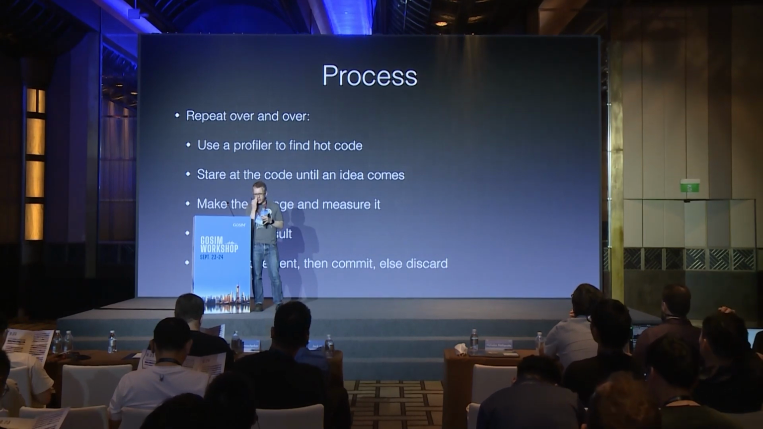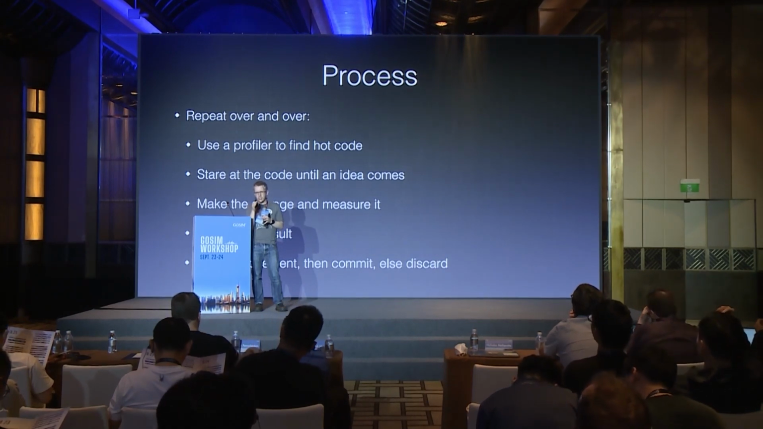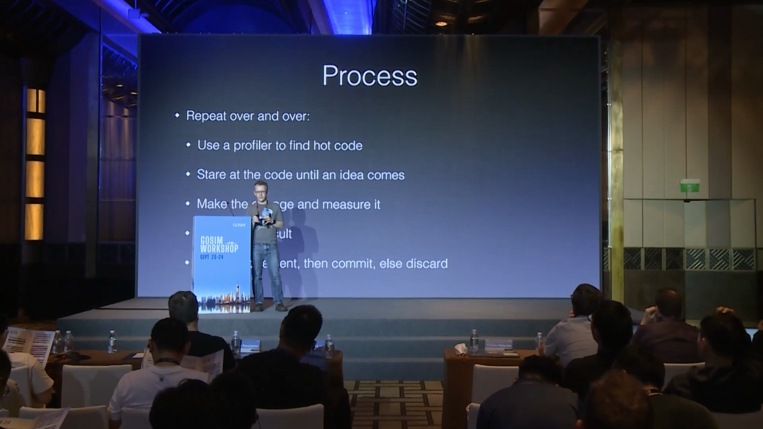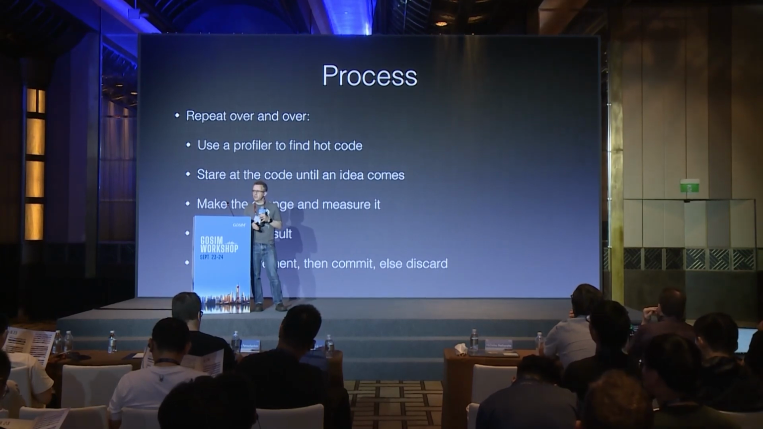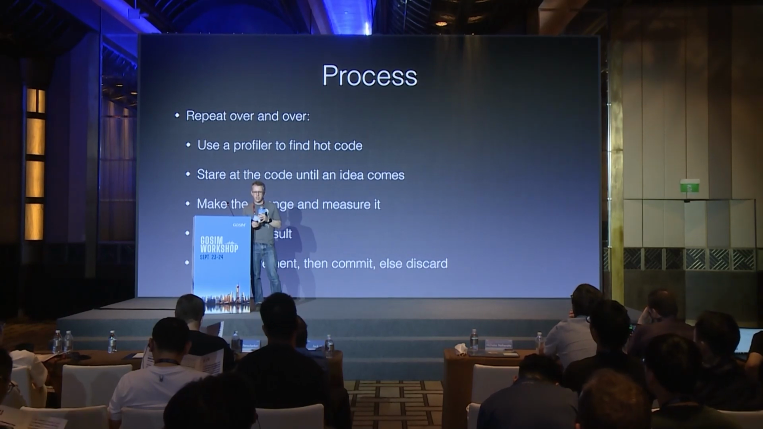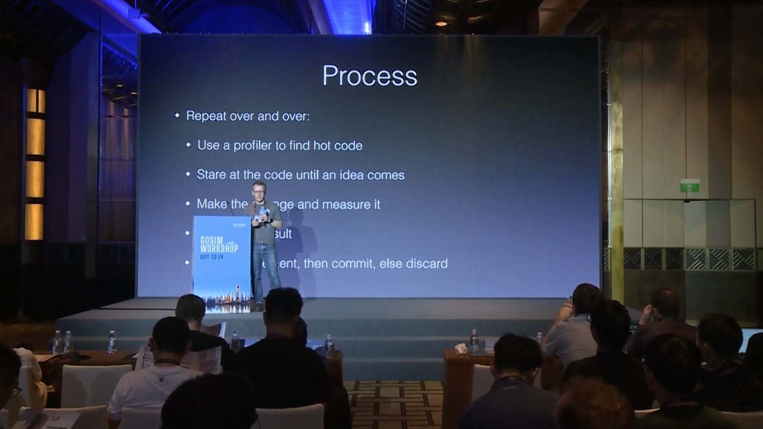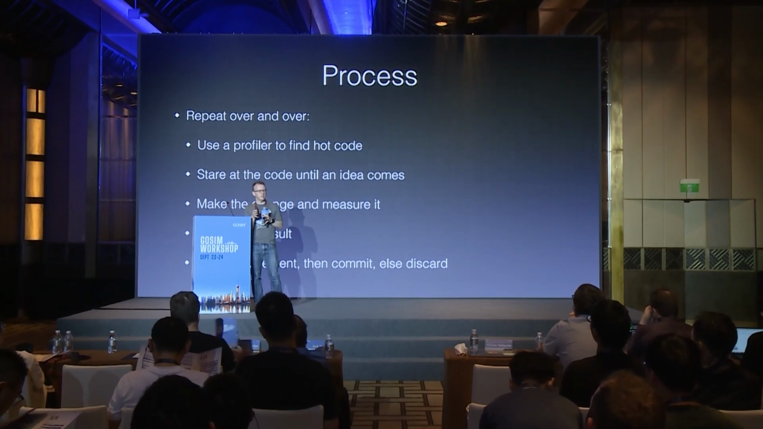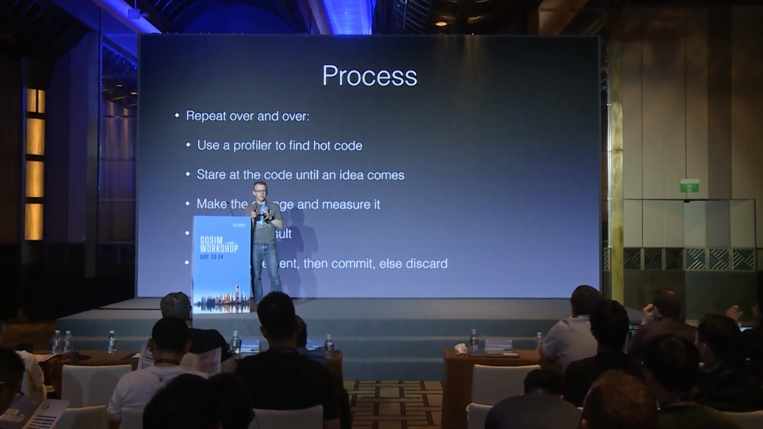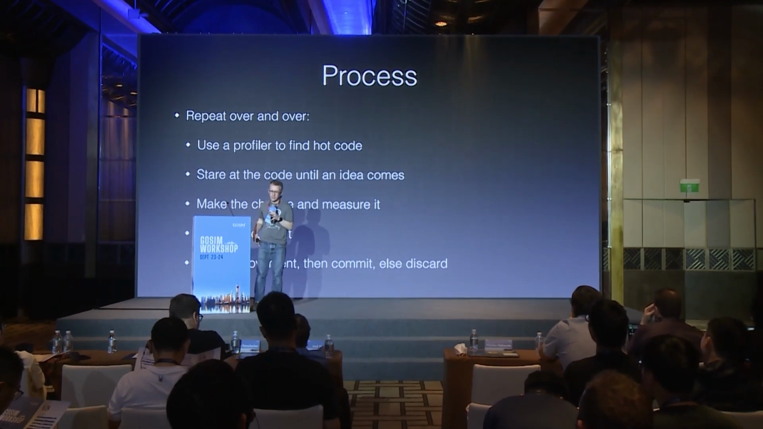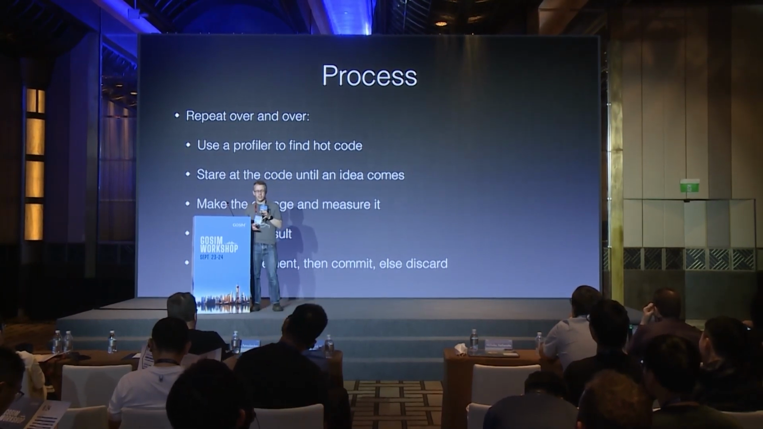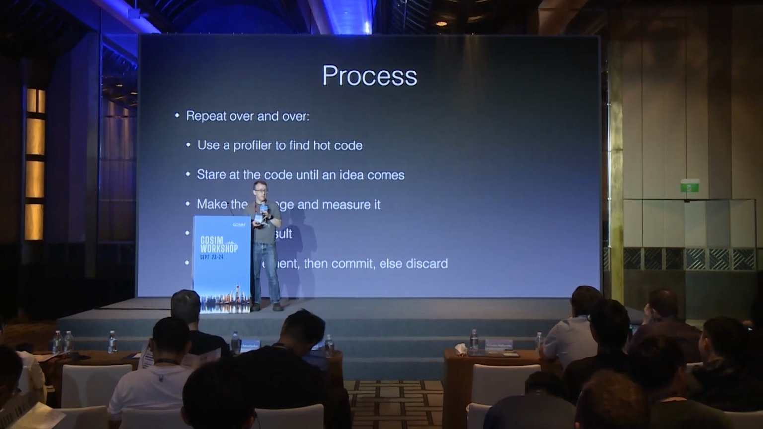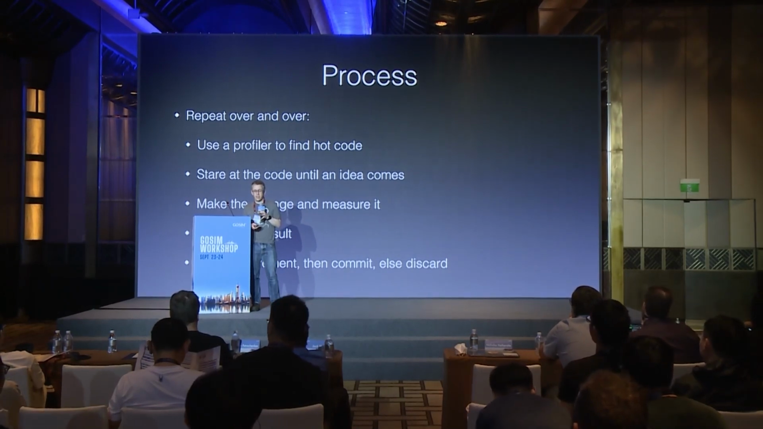And so it's a fairly simple process. Something that I just tend to do over and over again: I use a profiler to find hot code, and then I just stare at the code until an idea comes. And this is the hard part, but hopefully the things I talked about earlier in the talk will give you an idea of the kinds of things that you can do. And then I make a change, I measure it, and I record the result. If it's an improvement, then hopefully I make a commit, and otherwise I discard it.